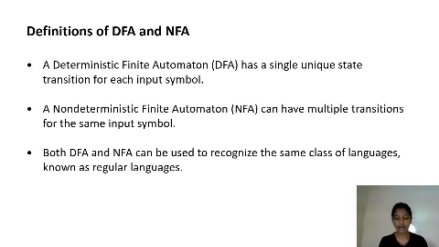The second one is the alphabet. The alphabet is a finite set of symbols or characters that the automaton reads as input. The next one is the transition, a set of rules that dictate how the automaton moves from one state to another based on the input symbol it reads. This is often represented as a transition table or a state diagram. The next one is the acceptance. A string is accepted by the automaton if, after reading the entire string, the automaton ends in an accepting state.